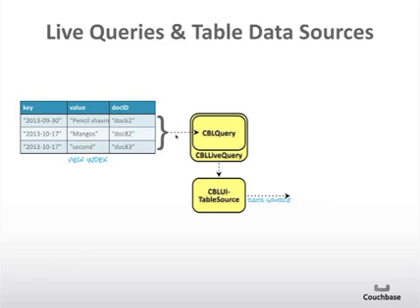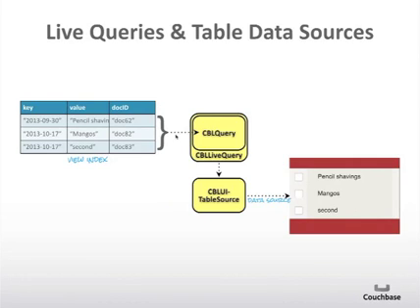Then the CBL UI table source class is this utility class we provide that acts as the glue between the query and a UI table view. It isn't magic. We even give you the source code to it, so you can customize it if you want, but it's the kind of functionality that a large number of apps need. So we just gave it to you as something to either use or base your code off of. And then that acts as the data source for the UI table view, which in turn will display the data in the app.